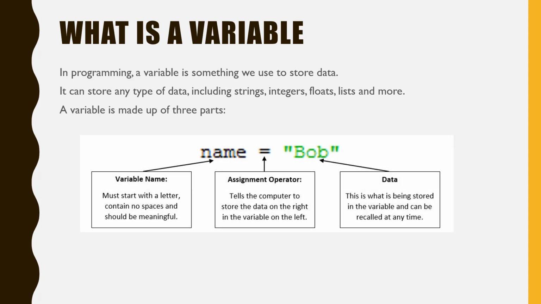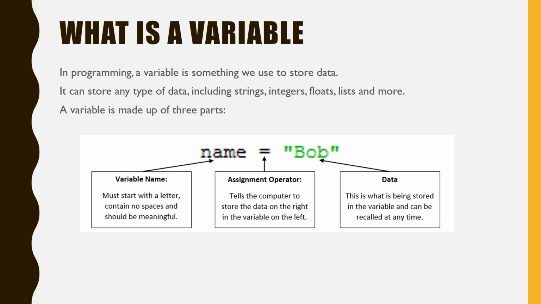First, we have the variable name. There are strict rules when naming a variable, which are: the name must start with a letter, not a number. The variable must contain no spaces. The name should be meaningful, informing you, the programmer, of what is actually being stored.